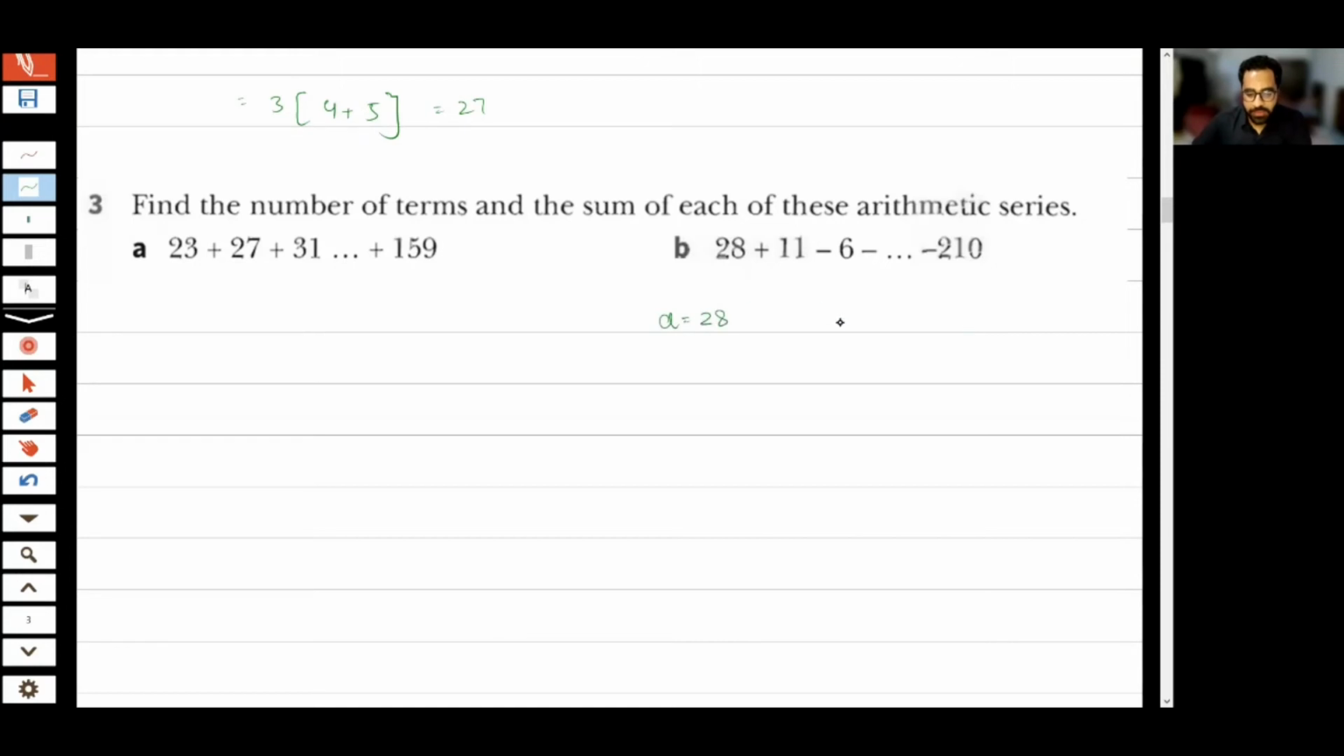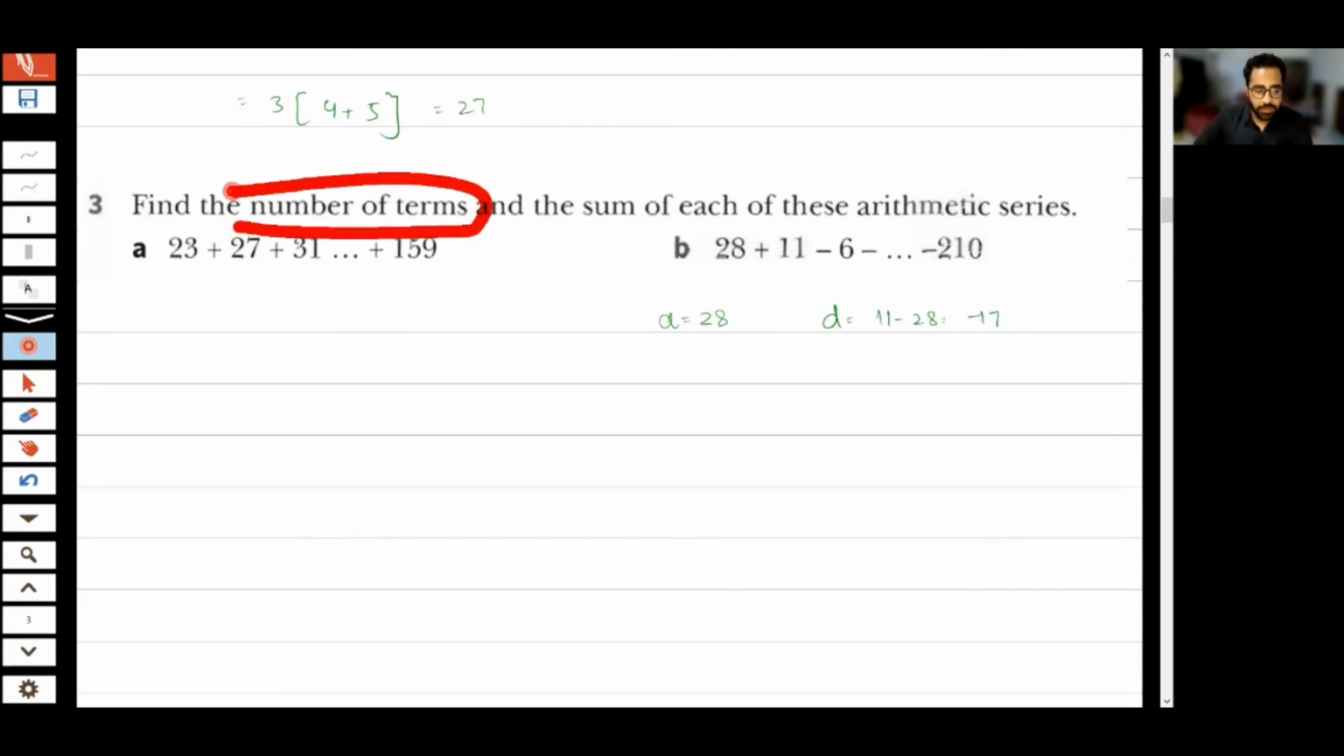My common difference क्या होता है? Common difference is the difference between two consecutive terms, यानी 11 minus 28 और -6 minus 11. ठीक है, तो हमारे पास वो कॉमन डिफरेंस होता है. तो 11 minus 28 is going to give me -17. Yep, that is correct. ठीक है, तो मेरे पास फर्स्ट टर्म आ गई, मेरे पास कॉमन डिफरेंस आ गई.